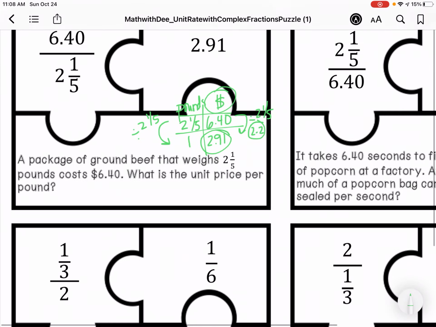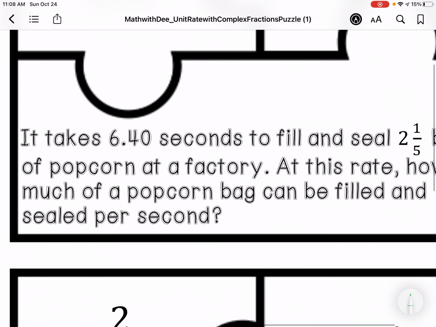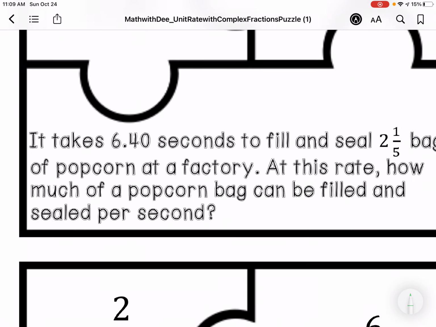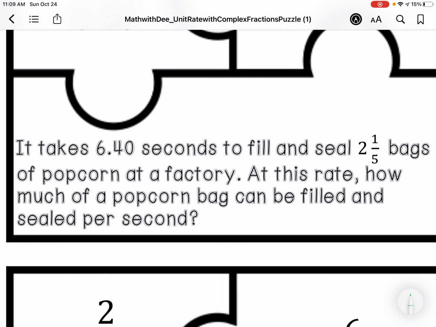So $2.91. Takes 6.4 seconds to fill and seal 2 1/5 bags of popcorn.